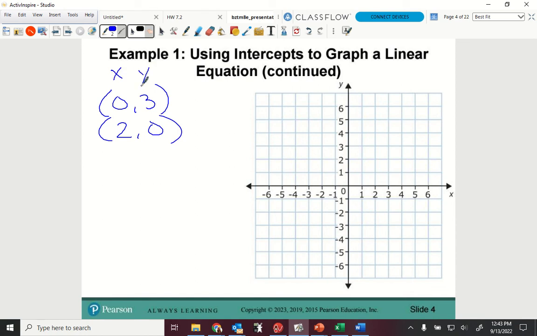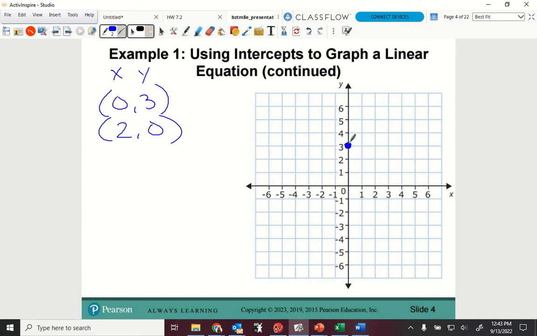So my x value is 0. So that's left and right. So I move left and right how much? 0, right? 0. And then from 0 I go which way? Up how much? Very good. And I put my dot right there.